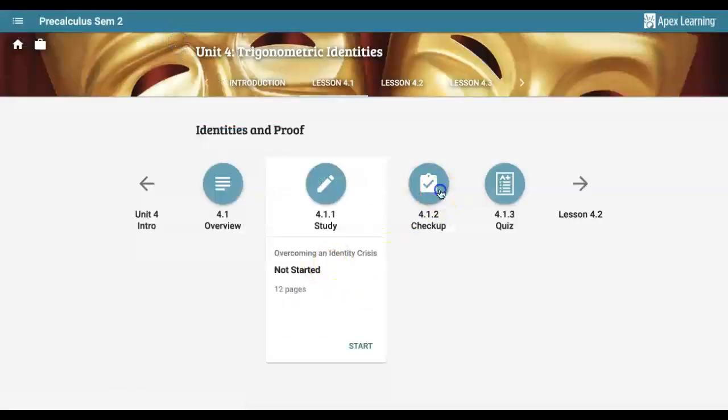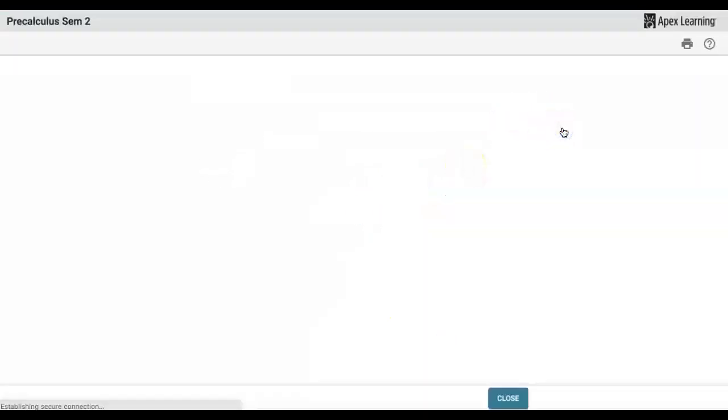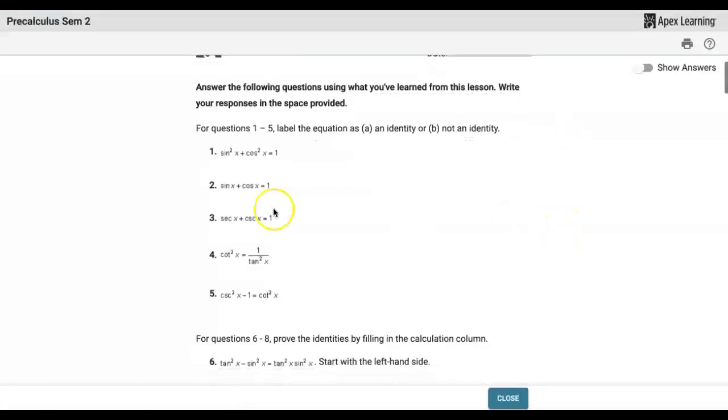Moving forward with the checkup, it's going to be a great thing for you to do at least a couple of these worked problems. Problems 1 through 5 are hopefully pretty easy. Identify it as an identity or not an identity.